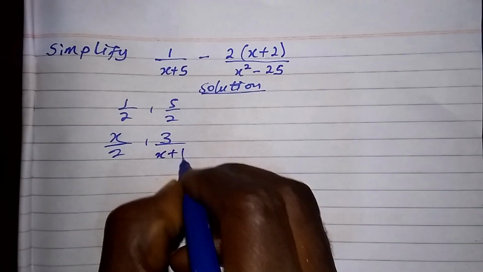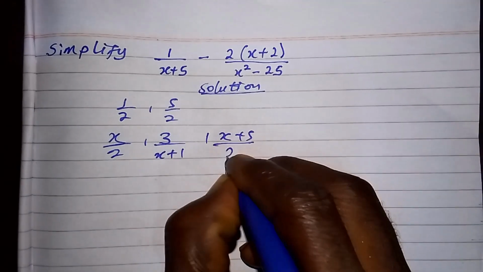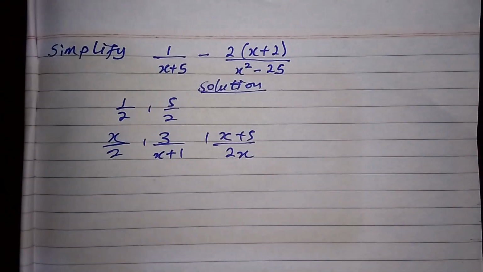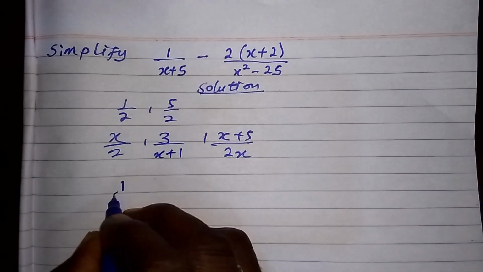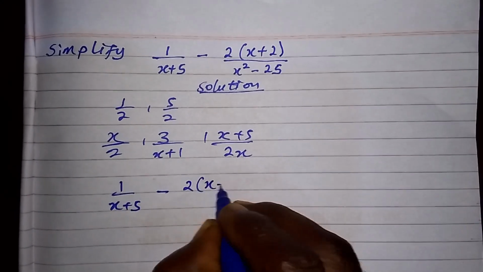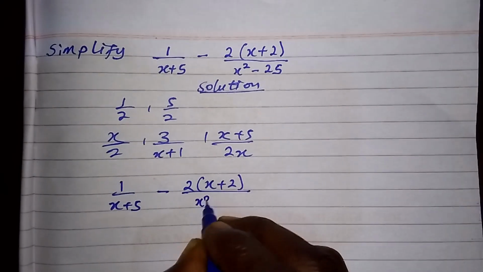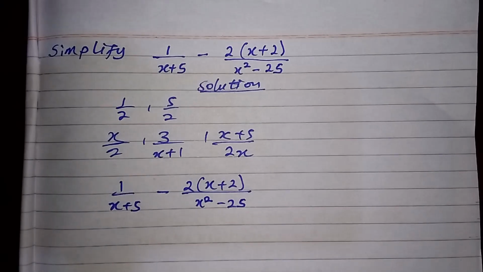3 over x plus 1 is an algebraic fraction. X plus 5 all over 2x is an algebraic fraction. So an algebraic fraction is a fraction that contains at least a variable. In the example given here, it's an algebraic fraction because you have a variable in the fraction. So given 1 over x plus 5 minus 2 into bracket x plus 2 all over x squared minus 25, we want to simplify this fraction.